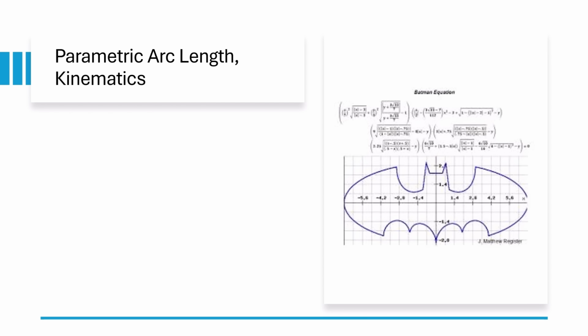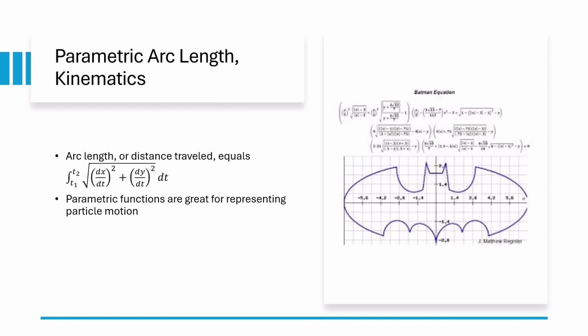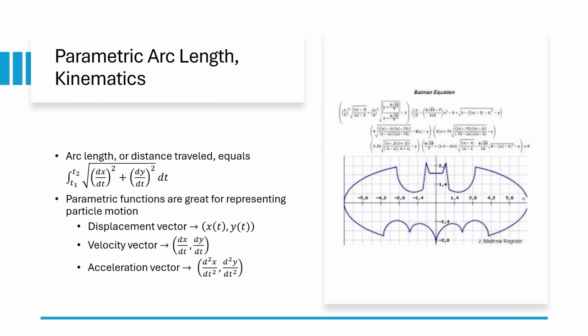Parametric equations give us another way to find the arc length. We can integrate the square root of dx dt squared plus dy dt squared to find it. Parametric functions are really good for representing particle motion because the displacement vector can be modeled by x of t and y of t, and then if we just differentiate the components of this vector function, we get the velocity vector and the acceleration vector.